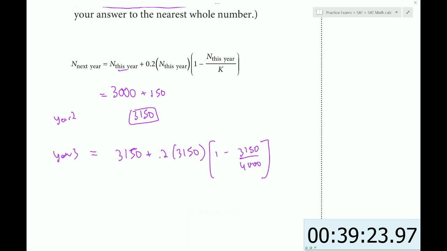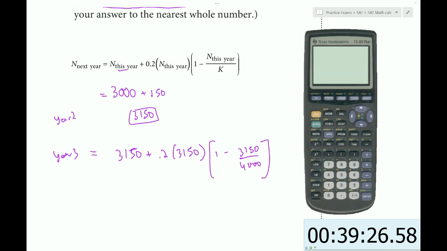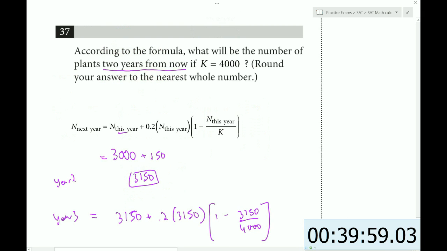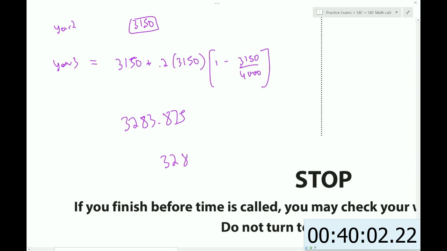Okay, so this time we'll actually use the calculator just to speed things up. Okay, so 3,150 divided by 4,000 equals this, and we do 1 minus answer equals that. Now we could do that times 3,150. Okay, and then we do times 0.2, and then we do plus 3,150. And we get 3283.875. And we're going to the nearest whole number, so we go 3284.